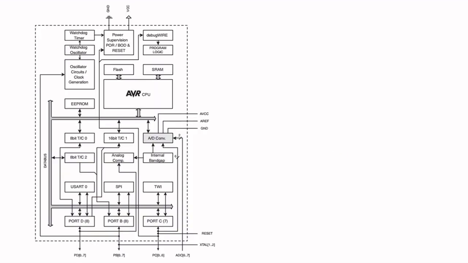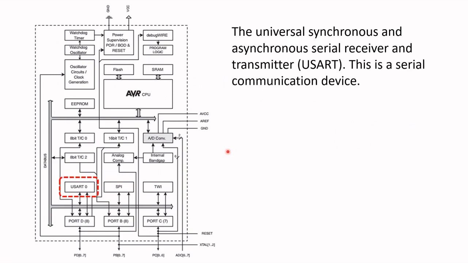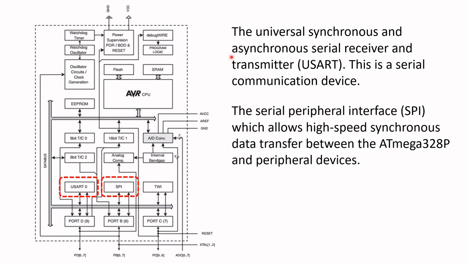Now, beside the general purpose input-output ports mentioned earlier, the ATmega328 microcontroller also provides a universal synchronous and asynchronous serial receiver and transmitter, which stands for USART. This is a serial communication device. And in addition to that, we have the serial peripheral interface, SPI, which allows high-speed synchronous data transfer between the ATmega328P and the peripheral devices. And then we have the two-wire serial interface, or TWI.